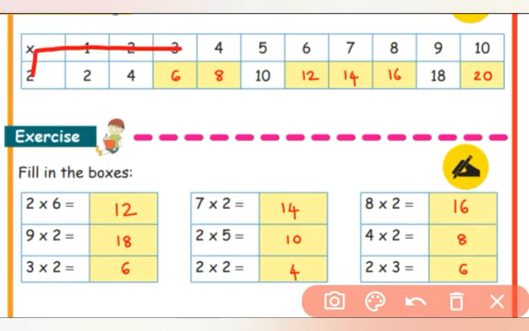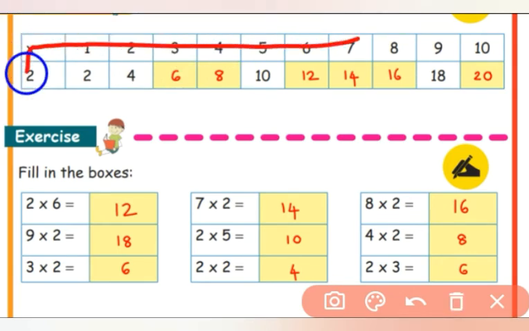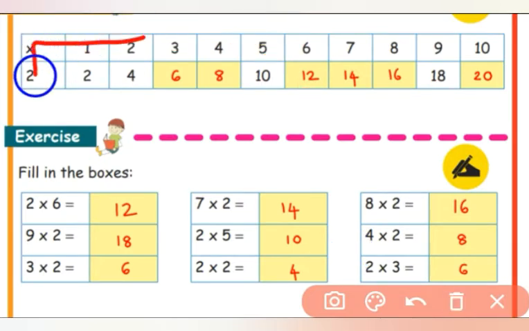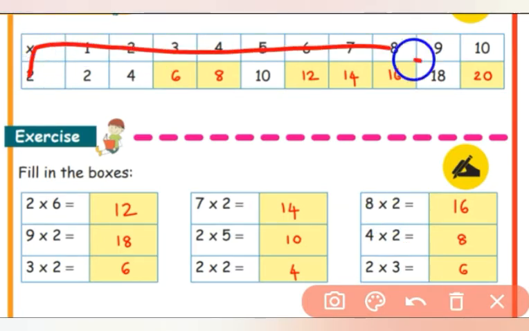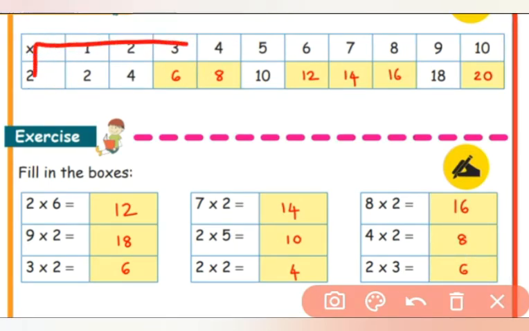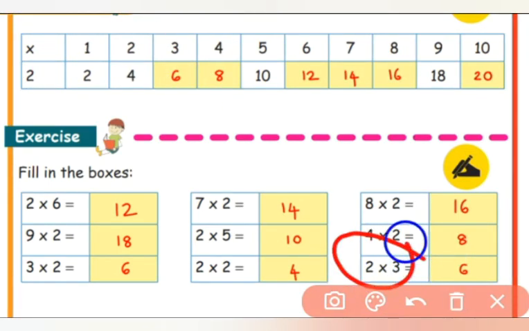3 into 2 is equal to 6. 7 into 2 is equal to 14. See, 5 into 2 is equal to 10. Next, 2 into 2 is equal to 4. See, 8 into 2. 8 into 2 is equal to 16. See, 4 into 2 is equal to 8. See, 3 into 2 is equal to 6. 2 into 3 is equal to 6.